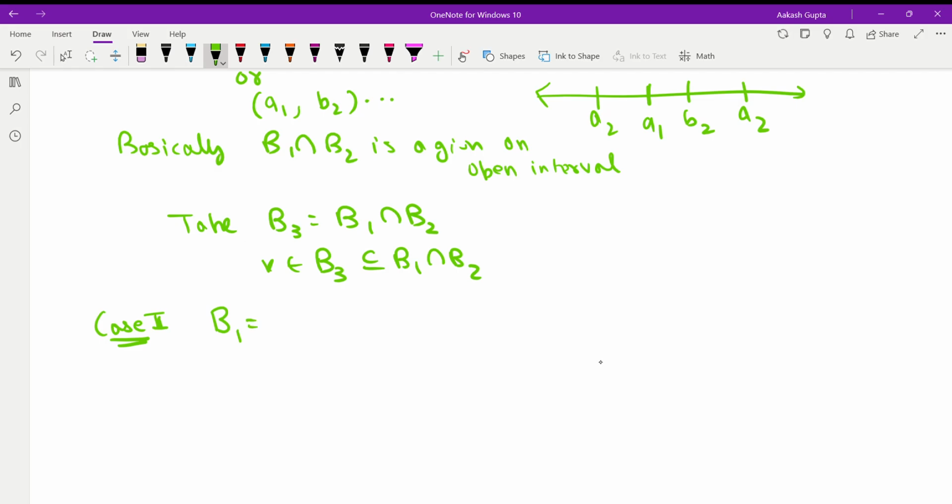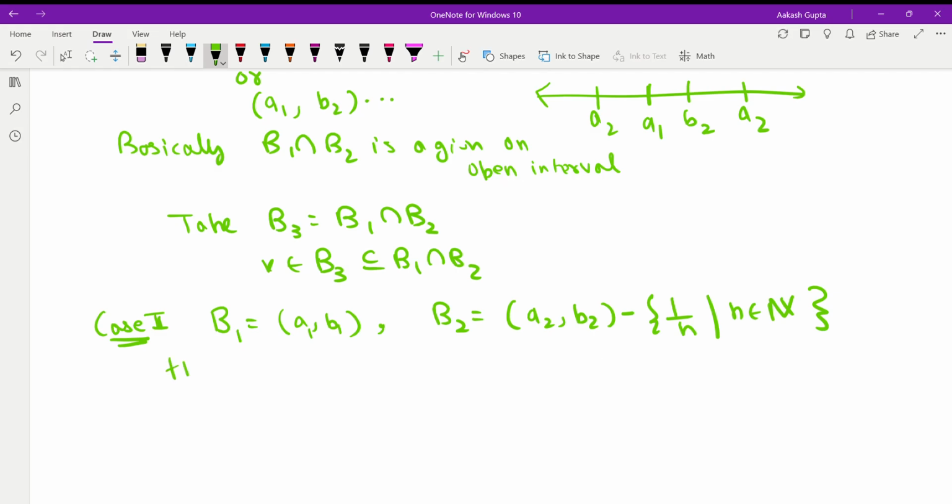Say B1 is some open interval, say (A1, B1), and B2 is the open interval (A2, B2) minus this set. By the way, no, I don't want to say anything, because what I was going to say, I think you will observe later on by yourself. Then B1 intersection B2.